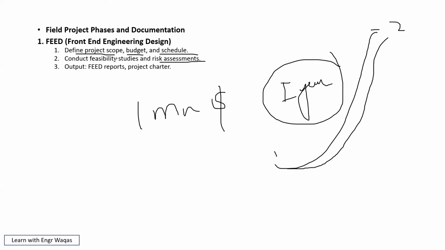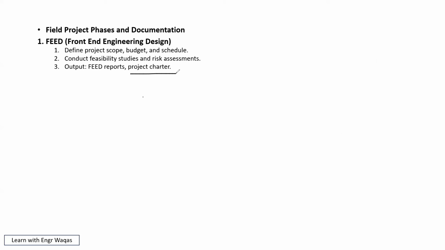Feasibility means, is it possible technically or financially? And risk assessment means, what are the possible things you can encounter that are not in your favor, risks which are identified as threats to your project. Then the output, after doing these things, is the FEED report, front end engineering design, and the project charter. The project charter is the first document which gives the green signal that your project can kick off. I will be sharing project charter templates and more detailed things in the later part of this series.